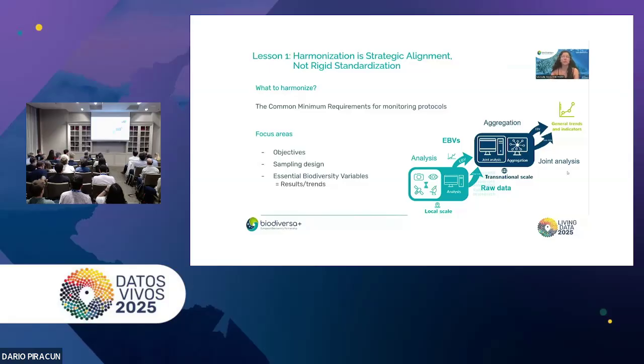And also something that we recommend is to share both EBVs and the raw data set because they would answer different needs, and then you have just more flexibility on what scale you want the results of the monitoring.